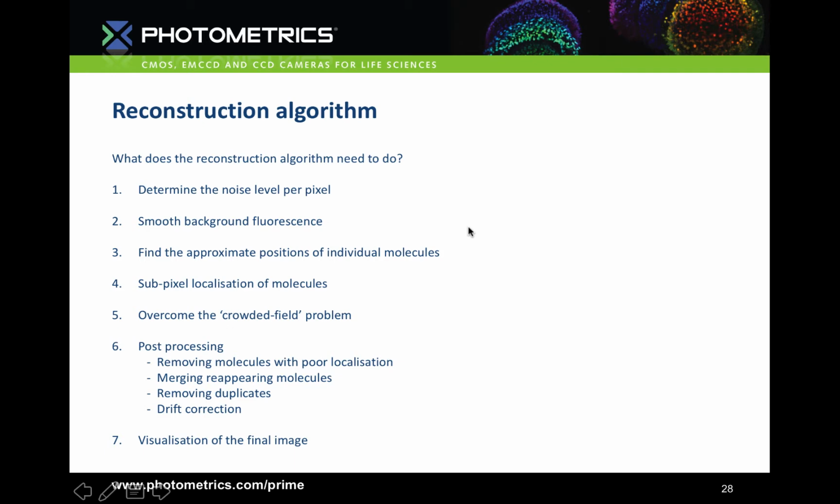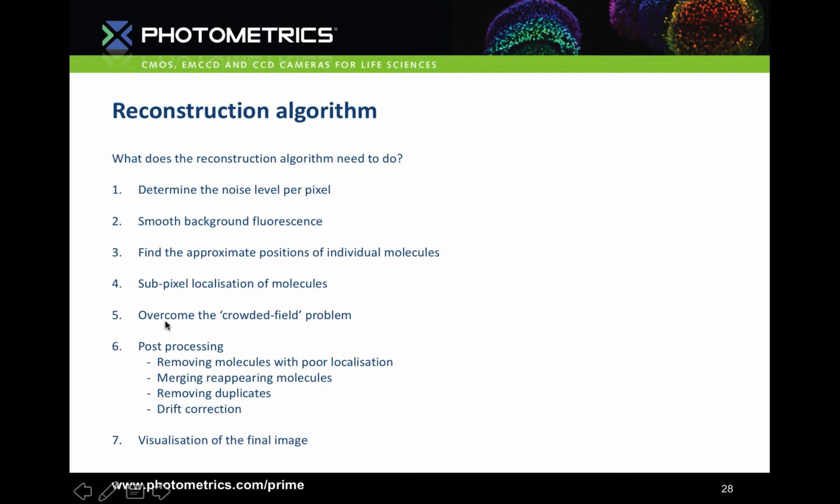But all algorithms for localization-based super resolution go through a similar set of 7 steps. So firstly, it determines the noise level per pixel. Then it smooths the background fluorescence. Next, it finds the approximate positions of individual molecules. Then comes the subpixel localization of molecules. So this is the basis of achieving super resolution data. This is where it localizes every point spread function of every fluorophore and every frame of data.